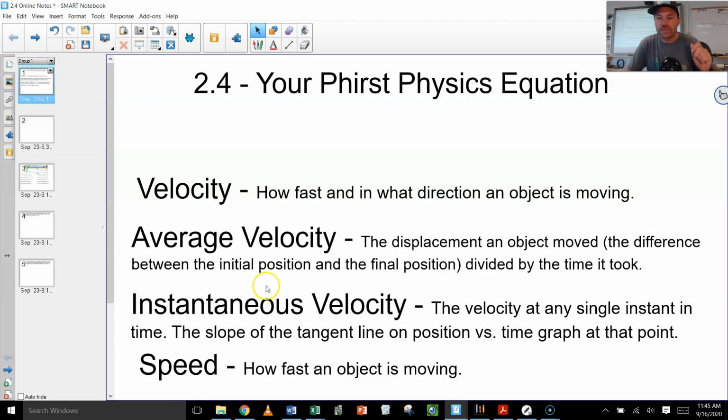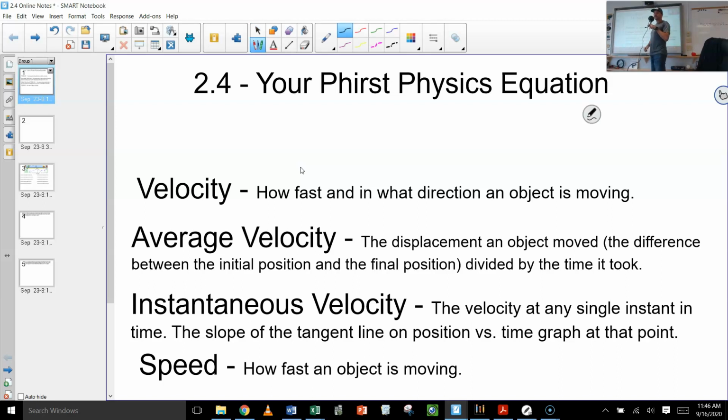So I'm going to get to your first physics equation right here, and I want you to copy it down with me. Simply written, your first physics equation is this. Velocity equals displacement over time.